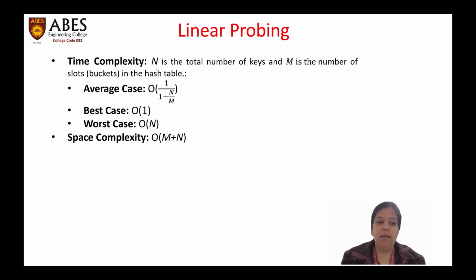So as you can see, the time complexity in the average case is represented by O(1 upon (1 minus n upon m)). The best case is O(1) and the worst case is O(n). And the space complexity is given by O(m plus n), where m is the number of slots in the hash table and n is the total number of keys.